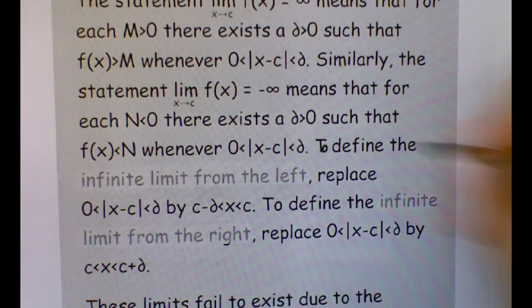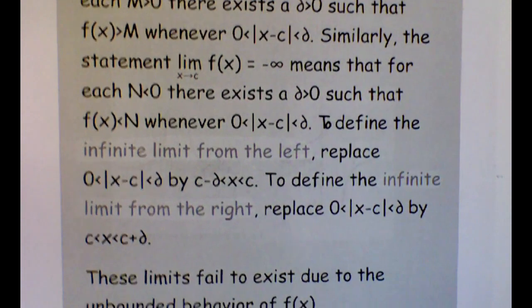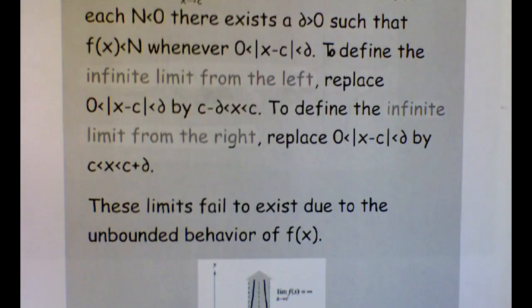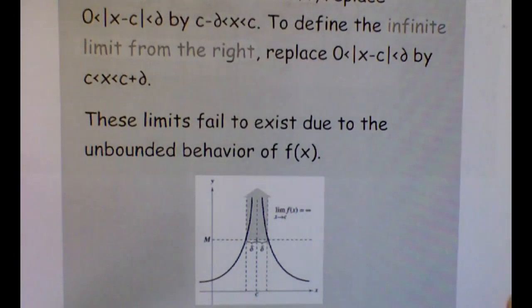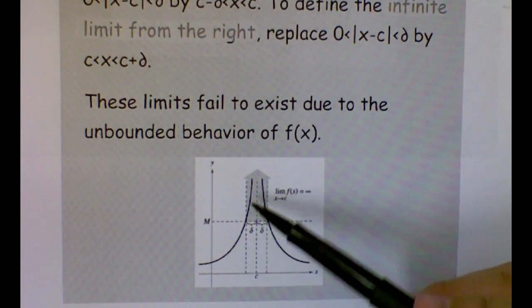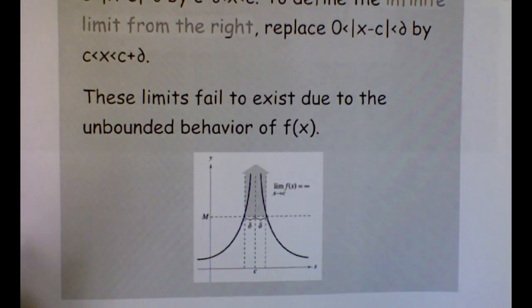To define the infinite limit from the left, replace 0 is less than |x - c| is less than delta with c minus delta is less than x is less than c. To define the infinite limit from the right, replace it with c is less than x is less than c plus delta. We'll get into those a little bit. But these limits fail to exist due to the unbounded behavior of f of x. Our function goes way up to infinity or way down to negative infinity. So those limits do not exist.